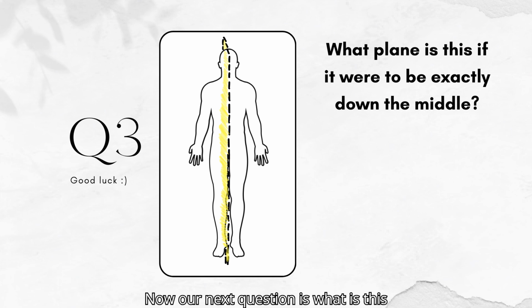Now, our next question is, what is this plane called if it were to be exactly down the middle, meaning that it divides the body into equal left and right?